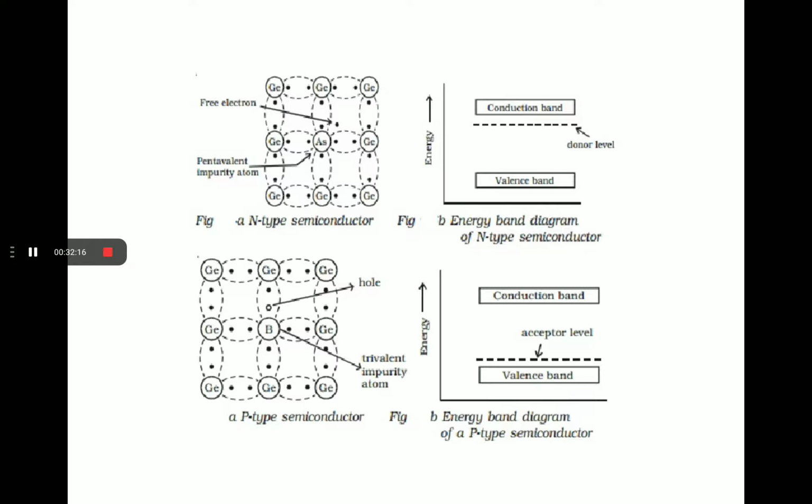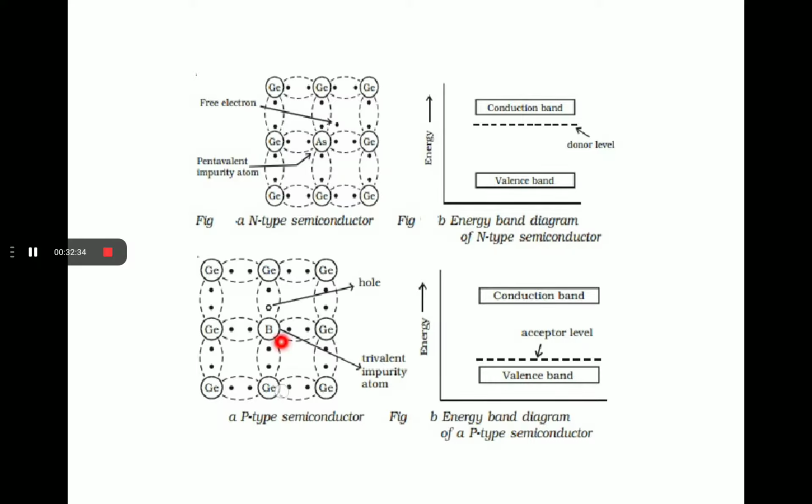So boron accepts one electron from the crystal, therefore this type of impurity is called acceptor impurity. Okay, so trivalent impurities are acceptor impurities, pentavalent impurities are donor impurities. So p-type semiconductor has holes as majority carriers.